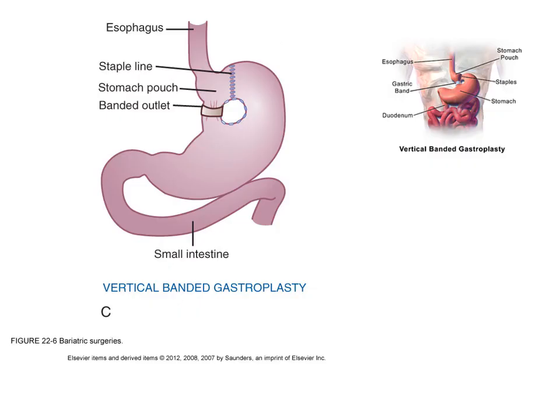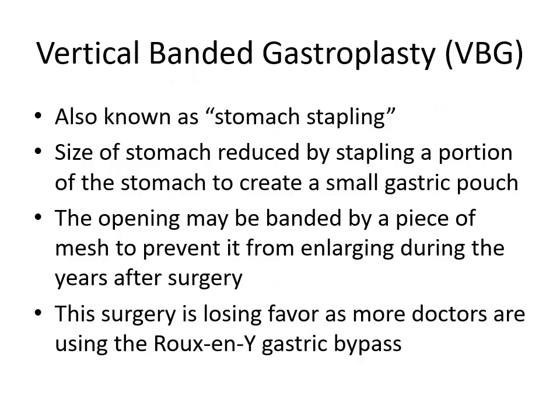Here we can see a vertical banded gastroplasty. The vertically banded gastroplasty, also known as stomach stapling. And so the size of the stomach is reduced by stapling a portion of the stomach to create a small gastric pouch. The opening may be banded by a piece of mesh to prevent it from enlarging during the years after surgery. This surgery, though, is also losing favor as more doctors are using the Roux-en-Y gastric bypass.